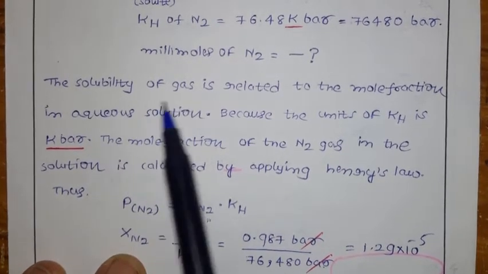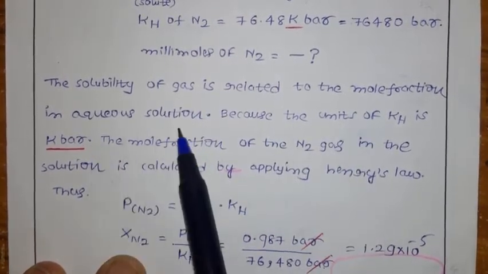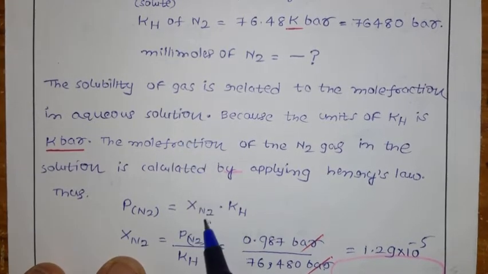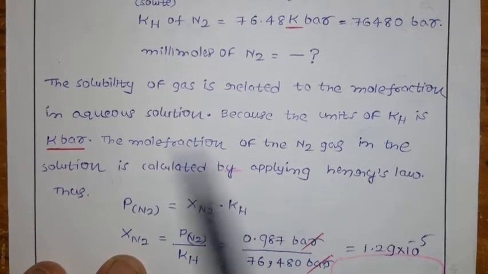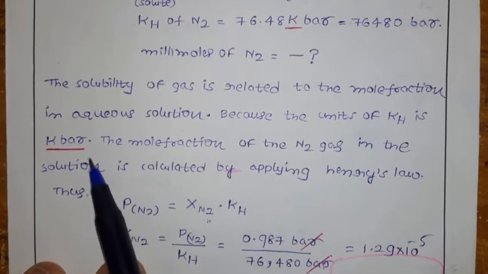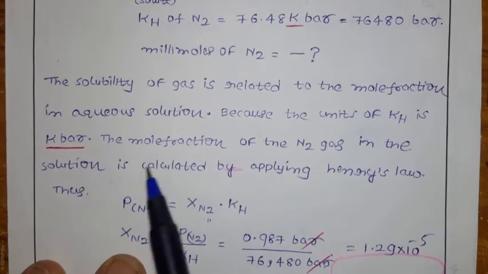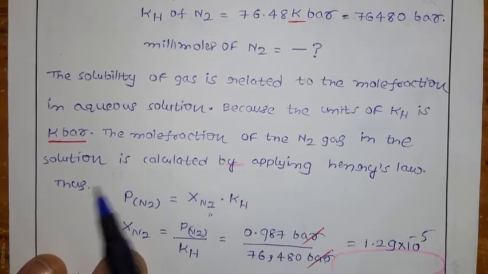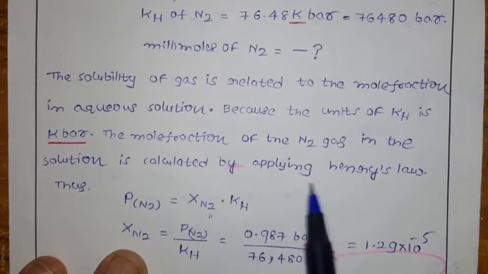So the solubility of gas is related to the mole fraction of aqueous solution. So here you have to take the mole fraction, because the units of kH is kilobar. Already here units also present as a what? Bar. Okay, kilobar. The mole fraction of nitrogen gas in the solution is calculated by applying Henry's law.